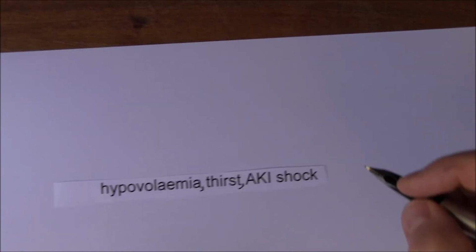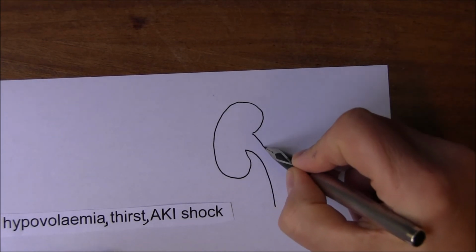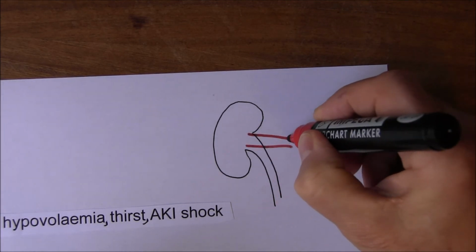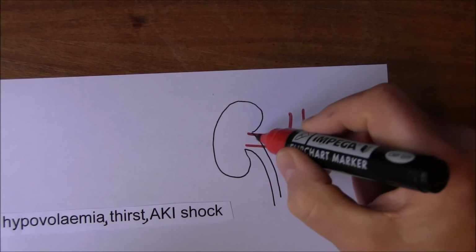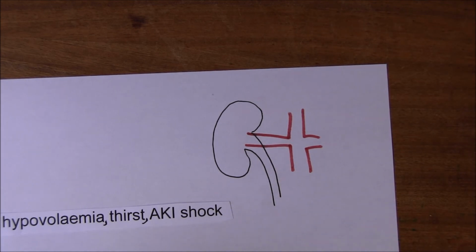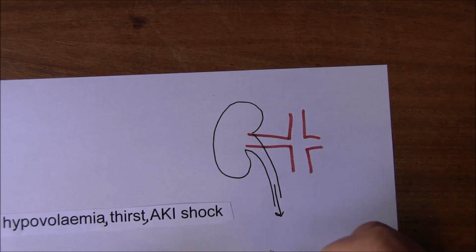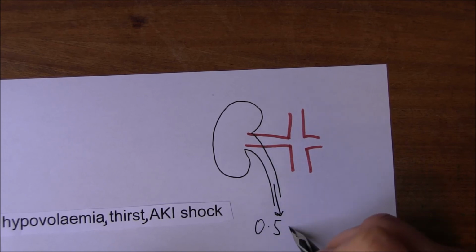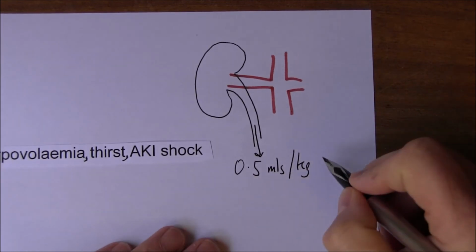And of course, if there's a reduced blood supply going through the kidneys, reduced renal perfusion, because there's less blood accessing via the renal arterial system, hypoperfusion of the kidneys is going to lead to reduced urine volumes. And of course, we have to make sure that we get 0.5 mils of urine per kilogram of the patient's body weight per hour.